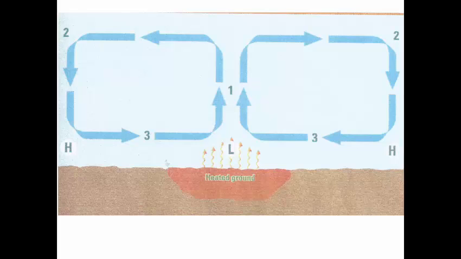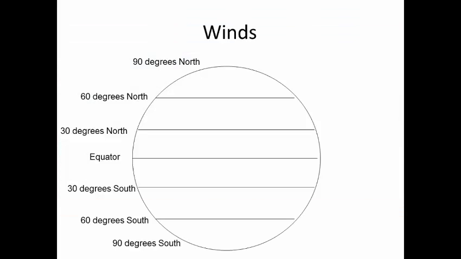Okay, so now let's look at the global pattern of wind. Ask yourself this question: where is the hottest place on the planet? The answer is the equator. Since lows are associated with warm weather, let's put an L on the equator. Next question: where is the coldest place on the planet? If you said the North and South Poles, you would have been correct. Since cooler temperatures are associated with highs, let's put an H on the North and South Poles.